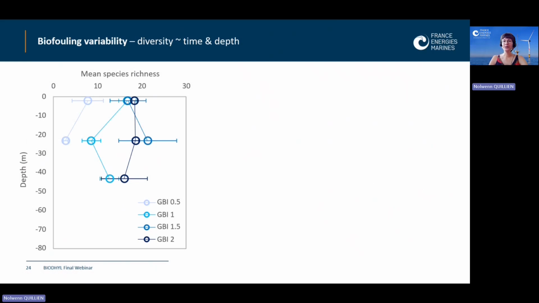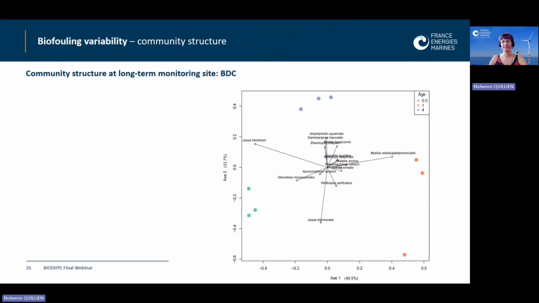And regarding the variability of the species richness along depth, we see on this graph that there are no really clear patterns along depth, and the patterns observed vary depending on the age of the biofouling, either 6 months or half a year, 1 year, 1.5 years, and 2 years. So we don't see the same patterns for this.